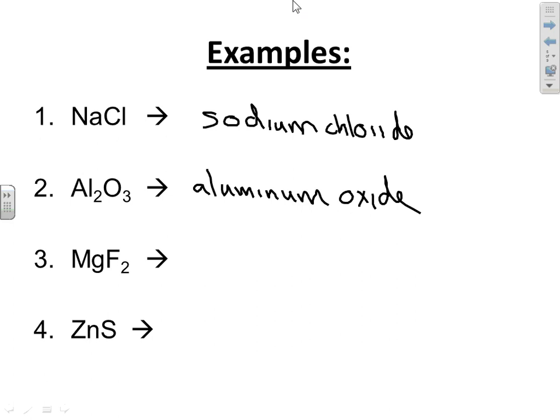Next. What do you think that next one is going to be? Magnesium fluoride. Fluoride. I have to say it that way because there's a U in there, and I always spell it wrong if I just say fluoride. Last one. What's the name of that? Conrad, what do you got? Zinc sulfide. Zinc sulfide.